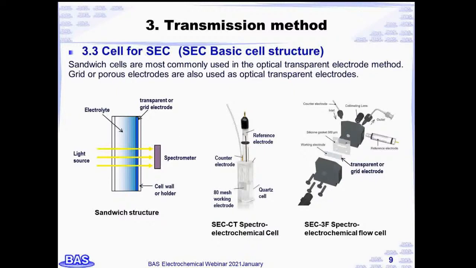BAS products, the cuvette type and flow type cells, also have a sandwich structure. The cuvette cell includes a mesh working electrode, and the flow cell is used with ITO and grid electrodes.